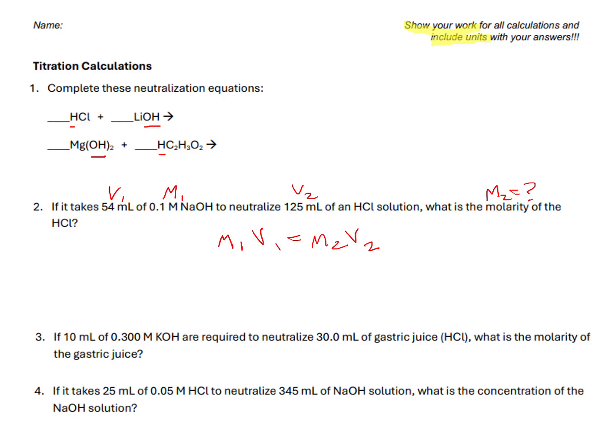Questions 3 and 4 are very similar. It's just a matter of identifying which volumes go with which molarity and then plugging them into the M1V1 is equal to M2V2 equation. So for number 3, you should get a molarity that again is about 0.1. And then for number 4, you should get a pretty small number. It's in the order of a thousandths place. You don't have to write it in scientific notation, but if you want to, that would be okay.